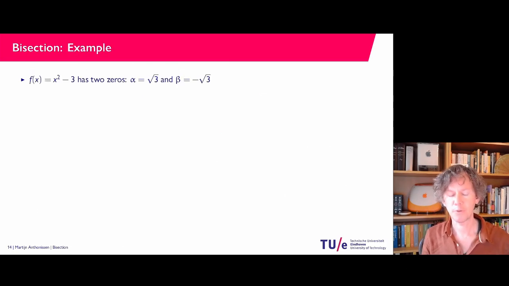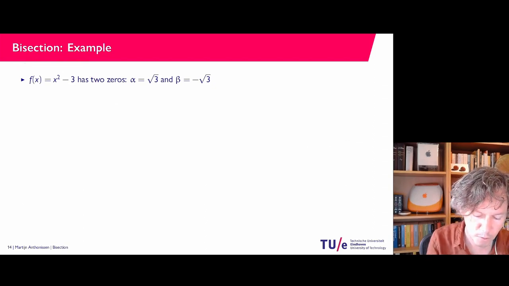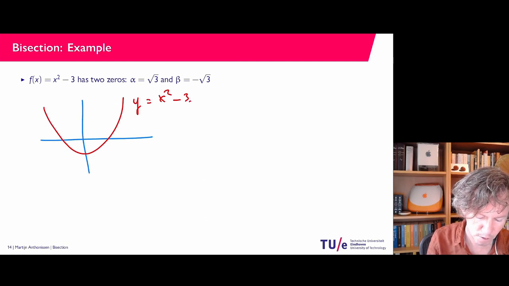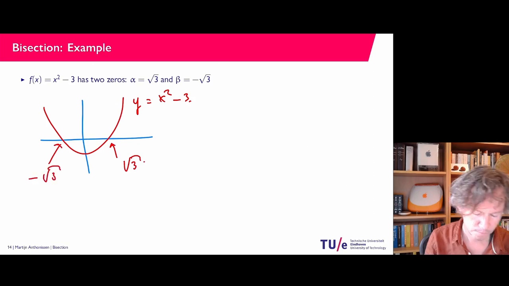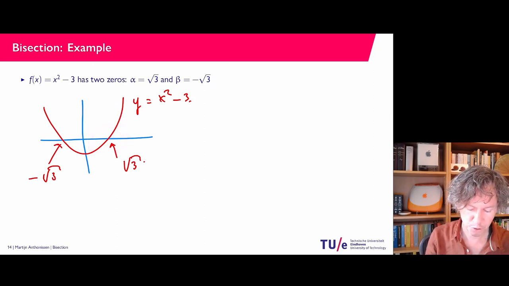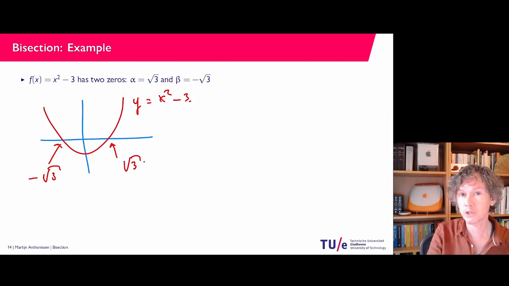So let's look at an example here. This function, x squared minus 3, that's just a parabola, right? So you just have y equals x squared minus 3. Here is 1, 0, and here is the other one. So here you can actually find them. And let's try and find numerically this zero here. So I call that alpha. I'm going to try and find alpha using this bisection algorithm.